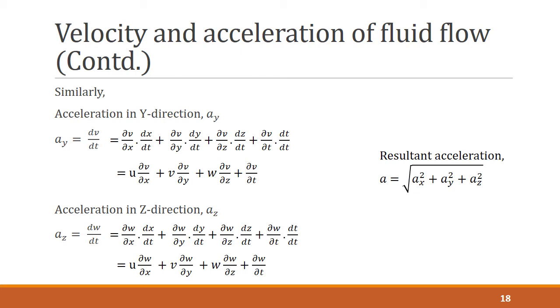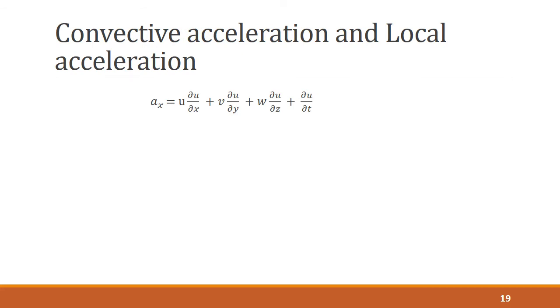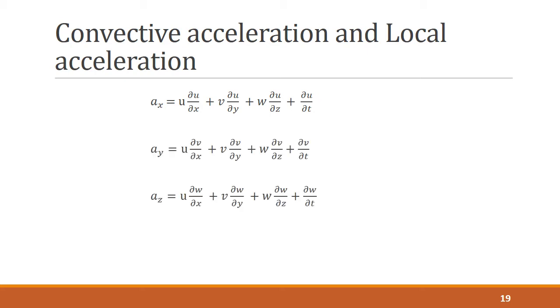The resultant acceleration is given by a is equal to square root of ax squared plus ay squared plus az squared. Now we'll discuss the concept of convective acceleration and local acceleration. So this is the formula for ax, acceleration in the x direction, ay and az. You can see the similarities in the three accelerations. Actually, if one acceleration is known to you, the others can be easily deduced from the same.